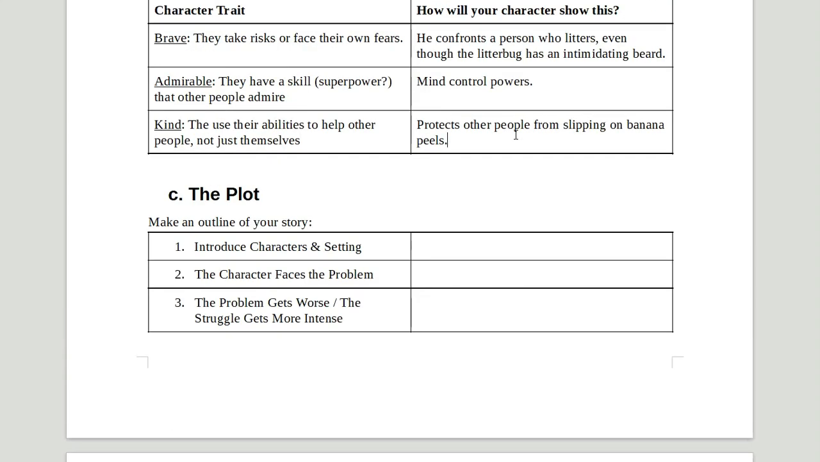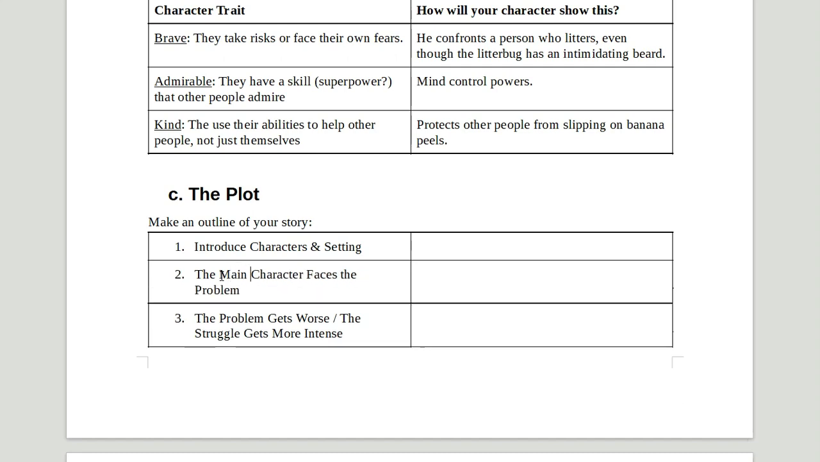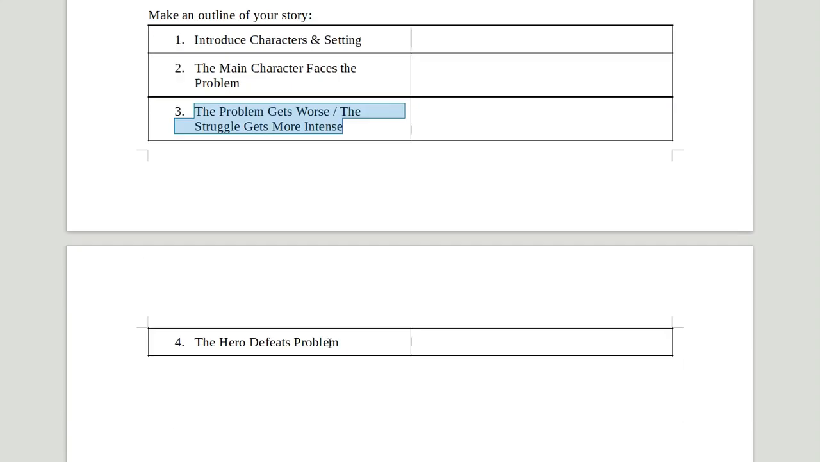Finally, before I start writing my story, I need to figure out what the plot's going to be. Usually in a plot there are three parts. In the first part, you introduce the characters and the setting. In the second part, the main character faces a problem. And then part 3, the problem gets worse or the struggle gets more intense. And then finally, the hero defeats the problem. So, let's take a look at how my story is going to work out like that.